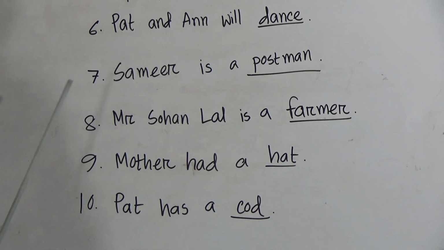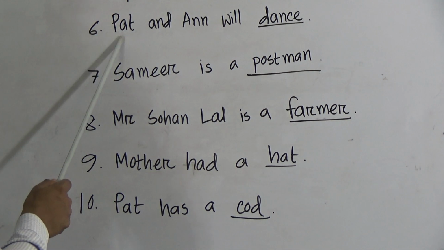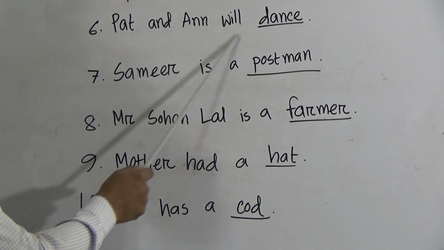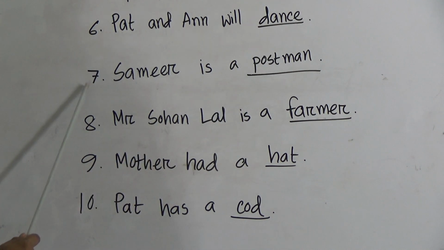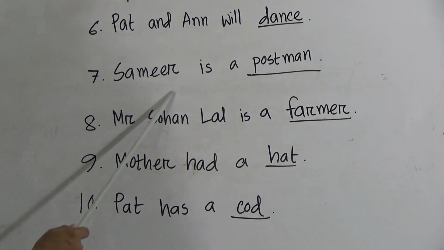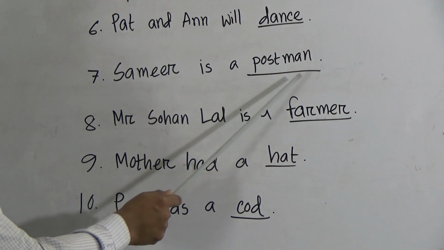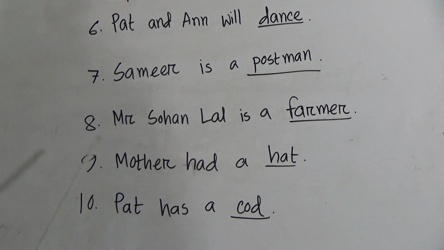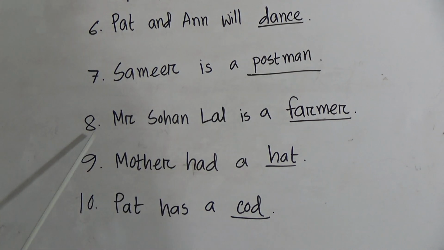I am repeating again, dear students, for your better understanding. Number 6, pet and an will dance, D-A-N-C-E, dance. Number 7, Samir is a postman, P-O-S-T, post, M-A-N, man, postman, at a time, no gap. P-O-S-T-M-A-N, postman.